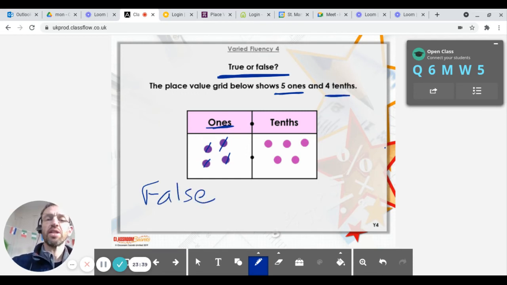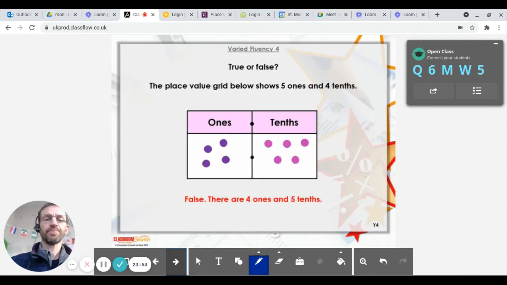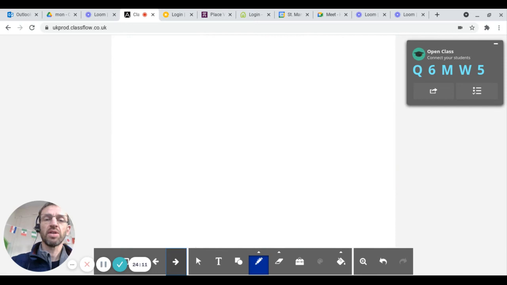And they're also saying there's 4 tenths. If I count the tenths, I've got 1, 2, 3, 4, 5. So they've actually switched it round. It should be saying 5 tenths and 4 ones, I think. Let's have a look. False. There are 4 ones and 5 tenths. Yeah, there's 4 here and 5 there, and as a decimal that would be written as 4 point 5. 5 tenths is the same as a half as well.